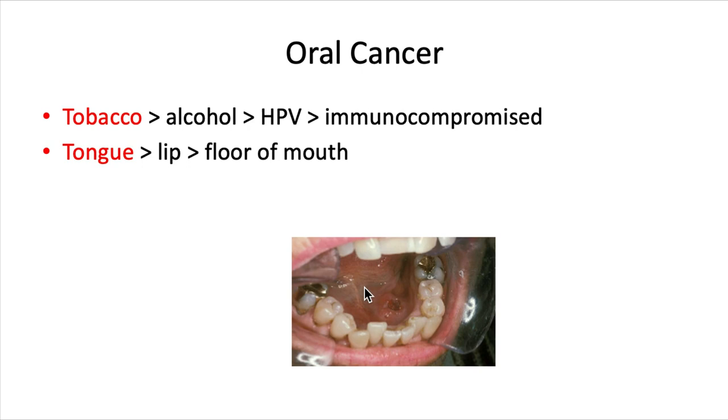And as far as palpation goes, smooth is normal, except for the rugae of the palate. And the order of most common to least common areas for oral cancer would be tongue, especially the posterior lateral border, the lip, especially the lower lip, and the floor of the mouth, in that order.